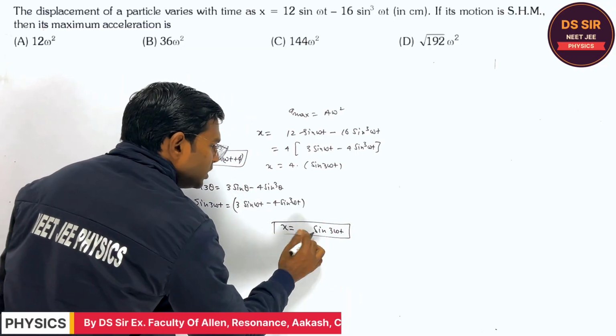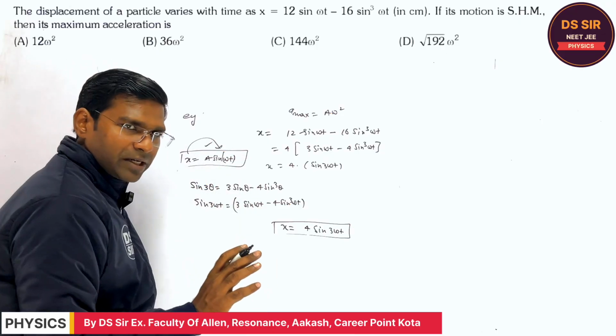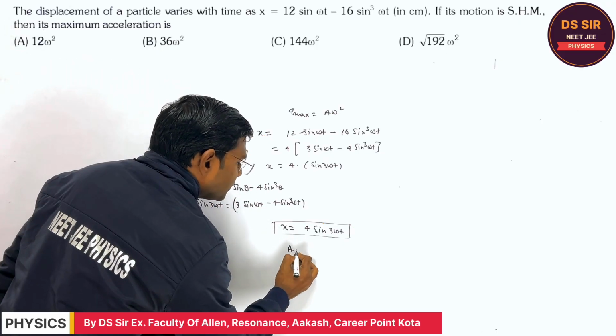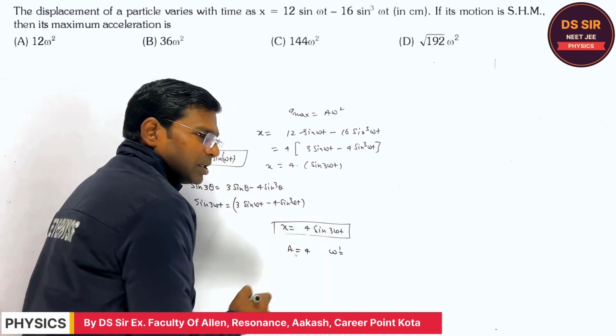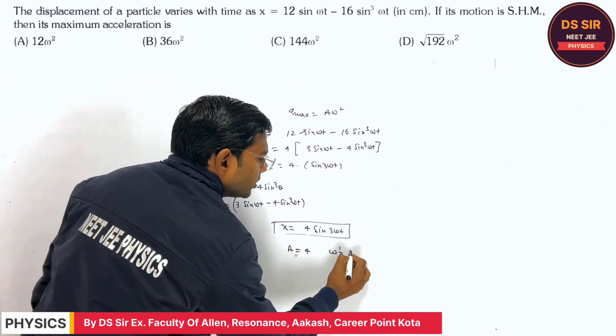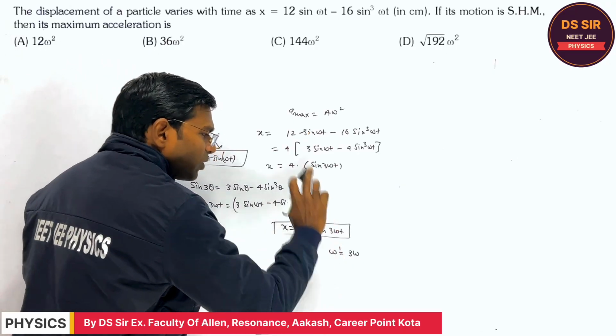So now this looks like this form, where the initial phase is 0. But this is the amplitude. Amplitude is what? Say 4. And what is the angular frequency? Sorry, this is 3 omega. Amplitude is this, angular frequency is this.